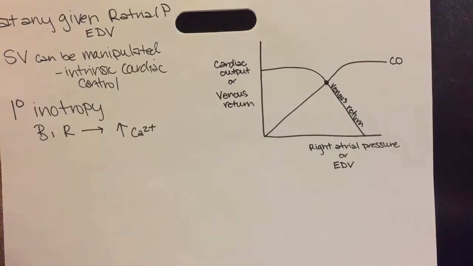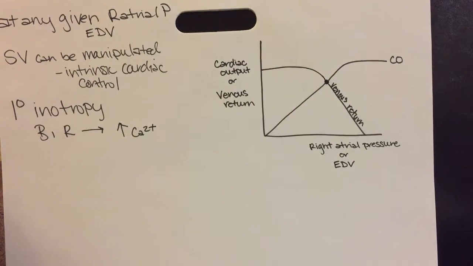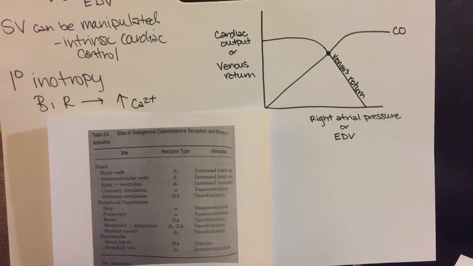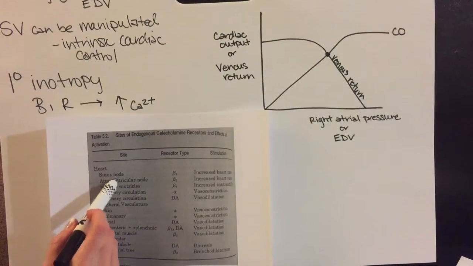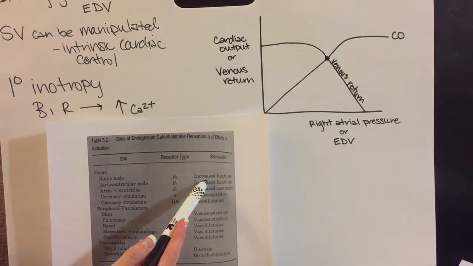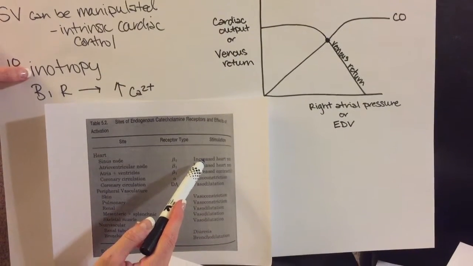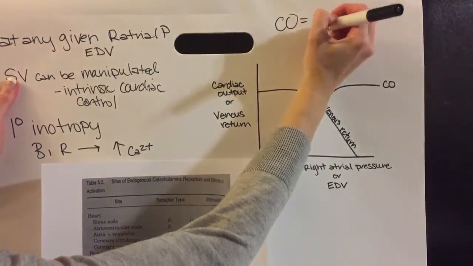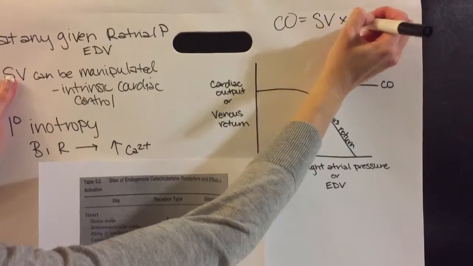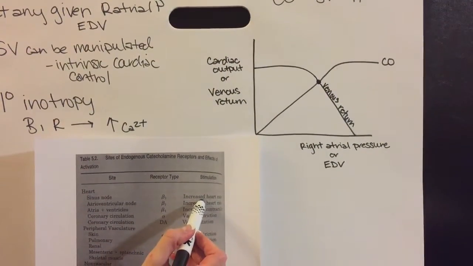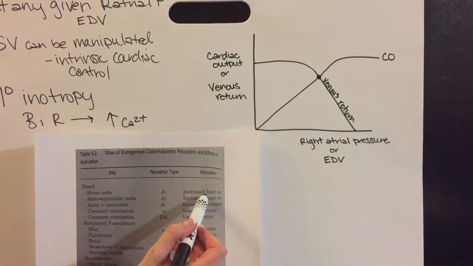Included in your lecture notes are two charts, one of which shows the sites of endogenous catecholamine receptors and their effects. In the heart, we see that at the sinus node the receptor type is primarily beta, and our stimulation increases our ability to manipulate our stroke volume, remembering that cardiac output equals stroke volume times heart rate. So we can manipulate this part of the curve with beta receptors by increasing our heart rate.